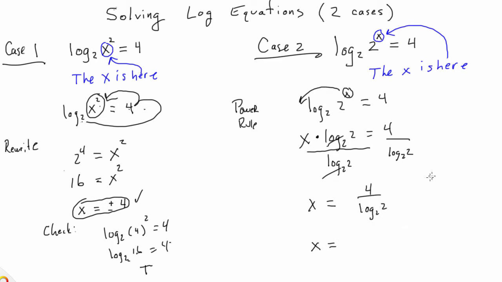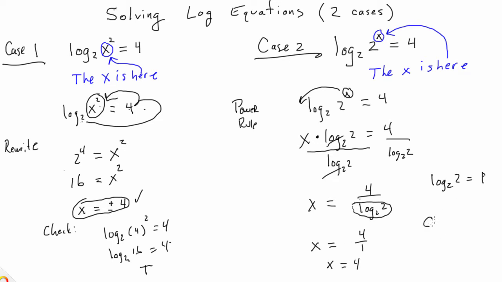But we should know what log base 2 of 2 is. Right? Log base 2 of 2. 2 to what power is 2? Well, that's just a 1. So we can replace log base 2 of 2 with a 1, and we're going to get 4 over 1, which is just 4. And we just happen to get a 4 in this one as well.